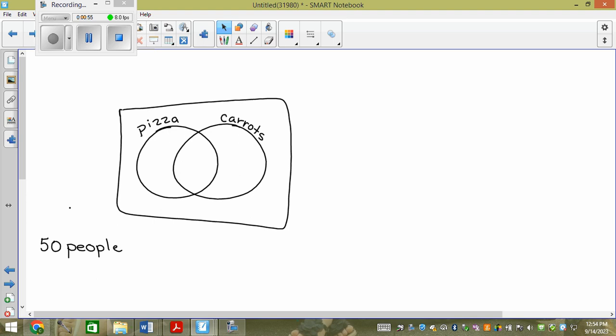No. Remember when it doesn't say only, so if it just said 7 people like carrots, then I would actually need to know the number of people who like pizza and carrots to subtract it off, correct? But if I say 7 people like carrots only, I can immediately go to here, right? We agree? Okay.